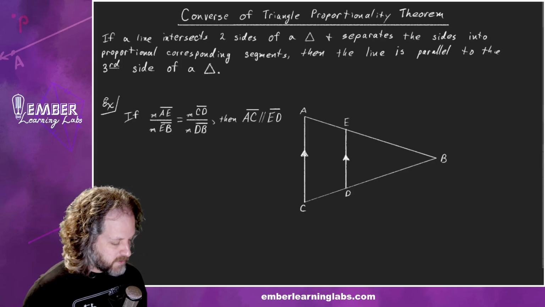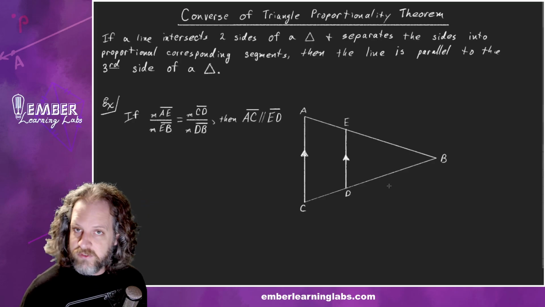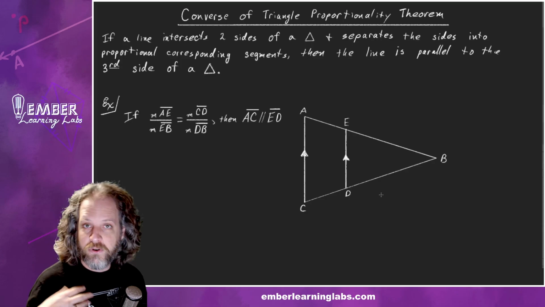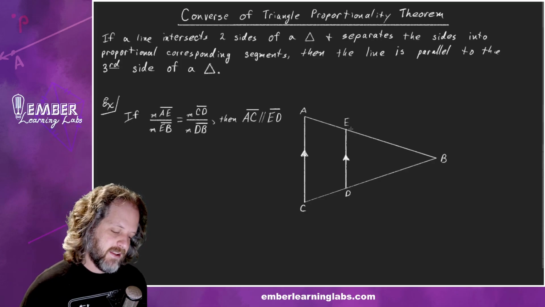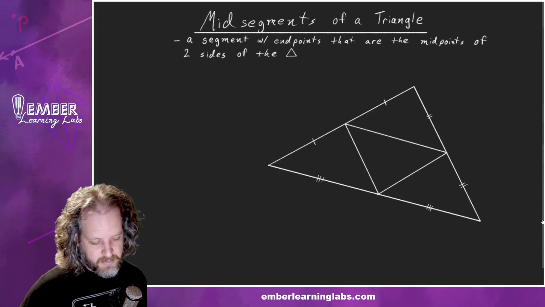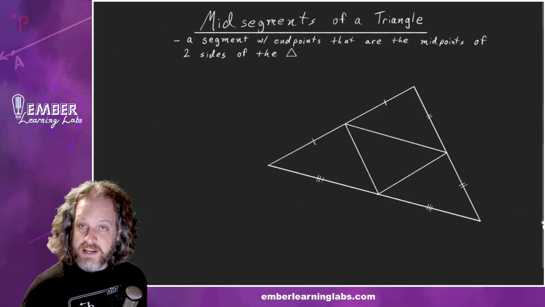This particular theorem is more going to be useful in proofs and such, right? Because if we can prove that these are proportional through a little algebra probably, then it's like, okay, these lines are parallel. Great. Moving on. Mid-segment of a triangle. This is just a definition, right?